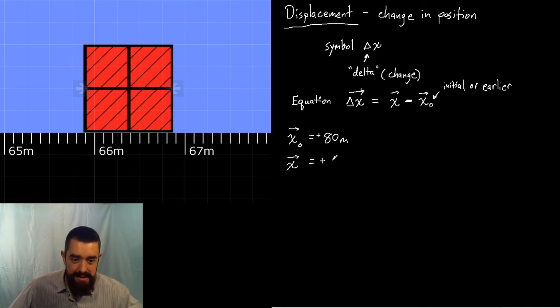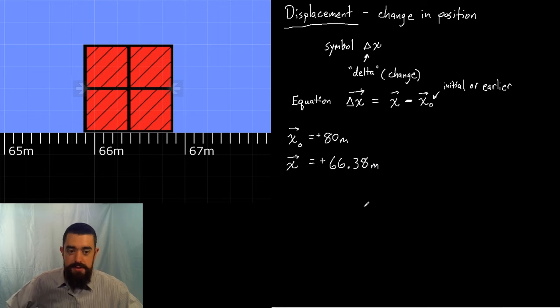So I can write 66.34. No, 38. There we go. Because that little 8 was the 80% of the way. Measured in meters. And now I have two positions. So I could say, okay, well, what was the change in the position? Well, the change in position is a later position minus an earlier position.